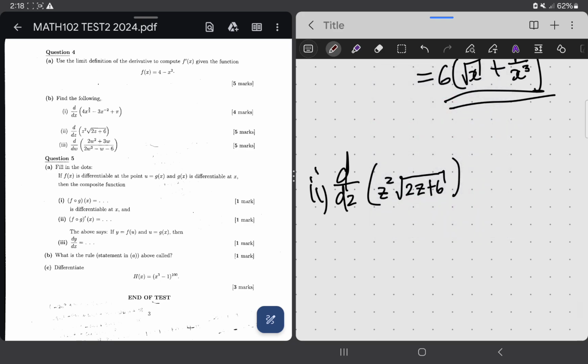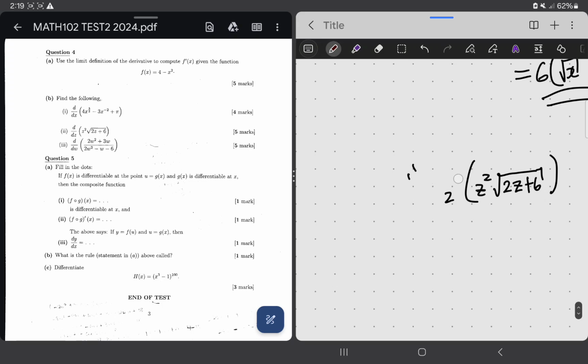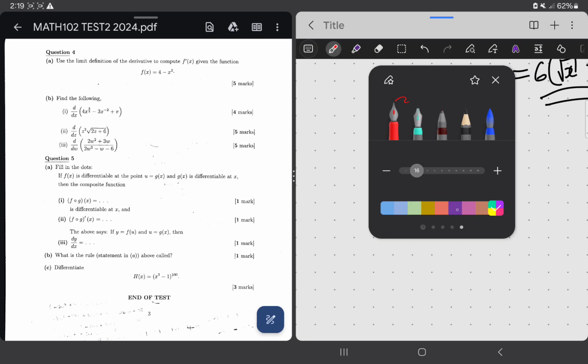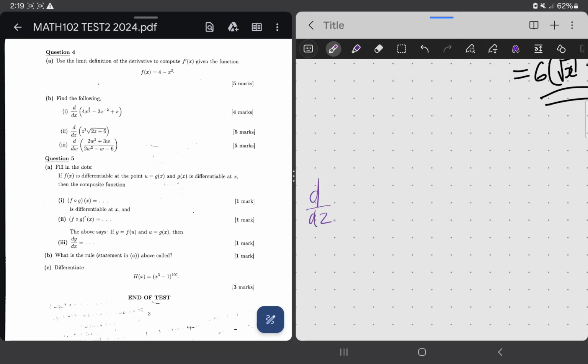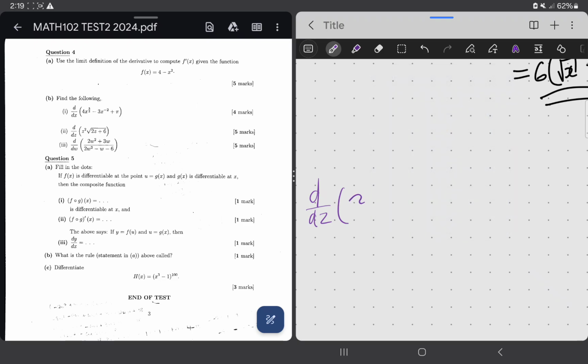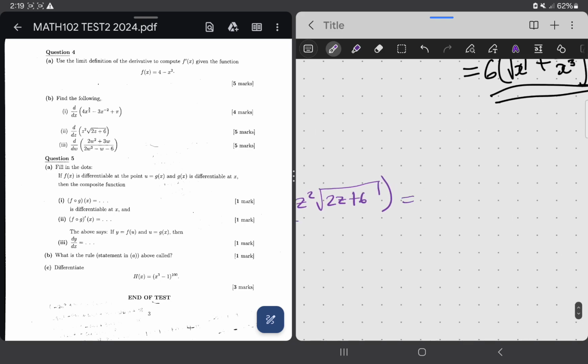So now, can I ask you, what is going on here? We have z squared and we have this. So what should we do? Let's translate this. We are getting d/dz of z squared multiplying the square root of 2z plus 6. What is this going to be? It's going to be d/dz of z squared multiplying 2z plus 6 to the power of half, because it's the square root of this.